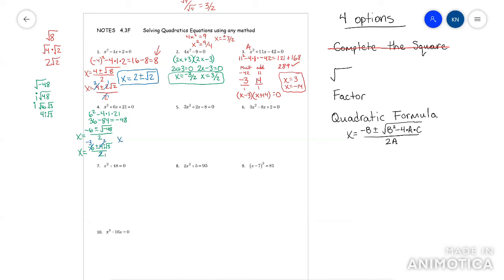So my answer here would be x equals -3 plus minus 2i root 3, and it's all over 1, so you can just leave it like that.